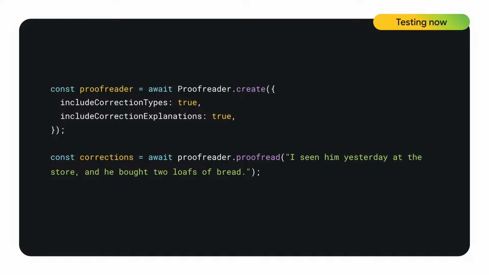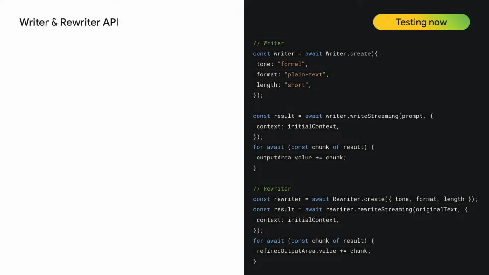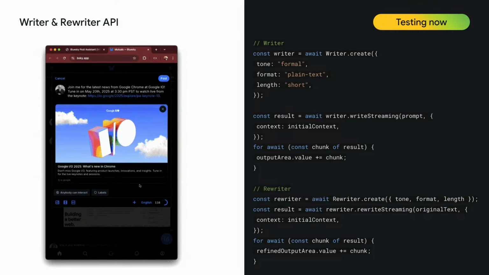Again, all inside the browser. But what if you need a little bit more inspiration when, say, crafting your next Blue Sky post? Well, the Writer API can help you generate content that matches the topic and the context of a specific task, such as maybe saying how awesome this talk is. Maybe. I don't know. Anyway, you can also use the Rewriter API to adjust the copy, to adjust the tone and length of the content. You can make it a little bit more formal, as an example.